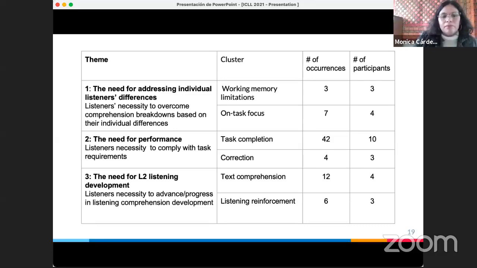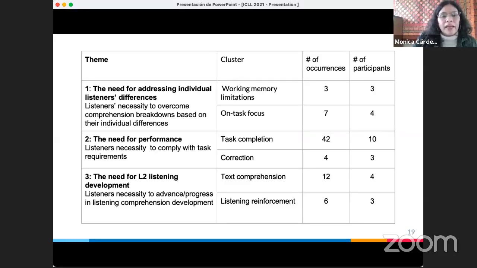And the last theme that you can see in these tables, which is called the need for second language listening development, and which we also define as listeners' necessity to advance or progress in listening comprehension, is made up of 2 clusters: text comprehension and listening reinforcement. So these clusters were identified 12 times by 4 participants and 4 times by 2 participants respectively.